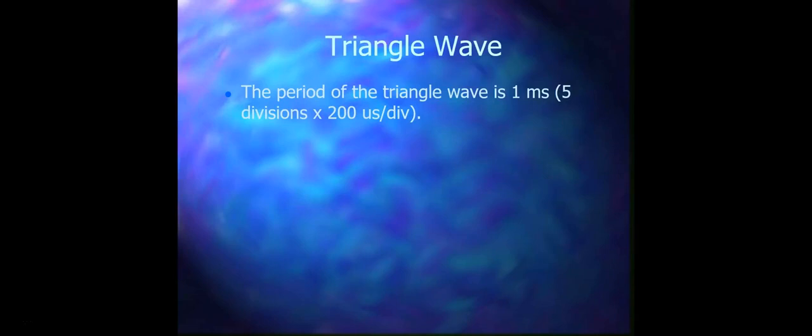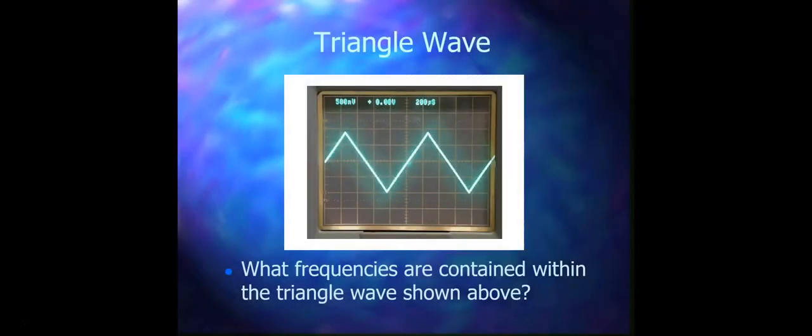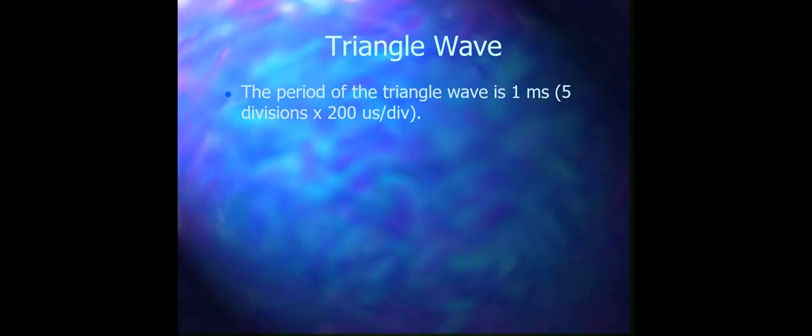The period of the triangle wave is 1 millisecond, which is 5 divisions across at 200 microseconds per division. If we see here, this is the 200 microseconds and 500 millivolts. So here the period is 1 millisecond because 5 divisions across at 200 microseconds per division, based on the previous waveform.